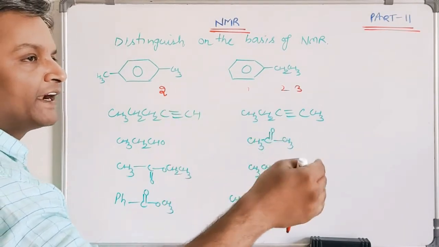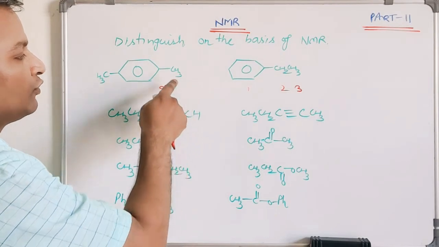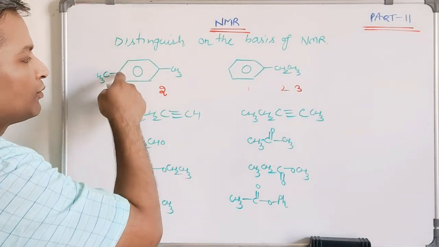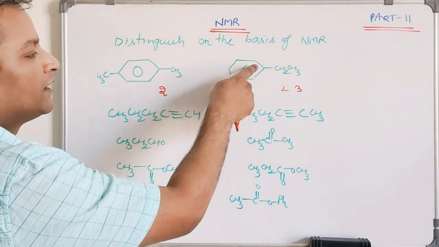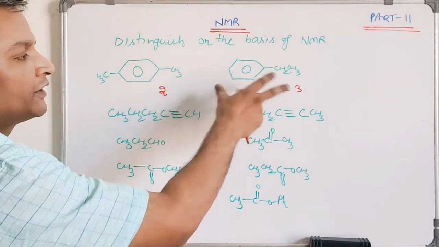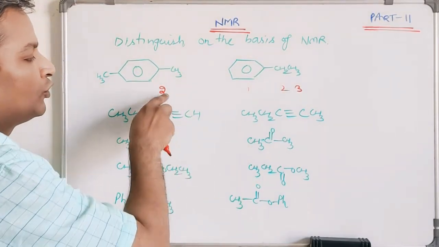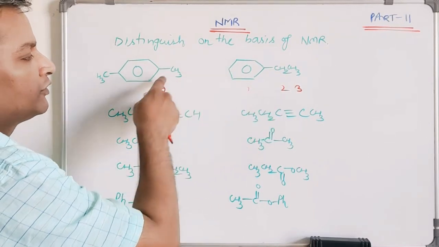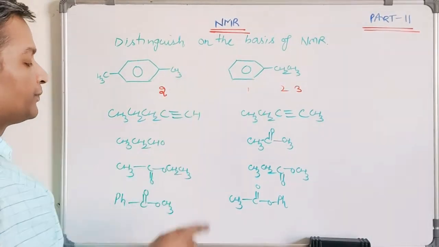And moving ahead, we will also explain that this compound will contain two singlets, one for this and one for the benzene ring system, and this compound will show you a singlet plus a quartet plus a triplet. So they are very easily distinguished on the basis of NMR spectroscopy. 2 environments, 3 environments, 2 singlets, 1 singlet, 1 triplet, 1 quartet.